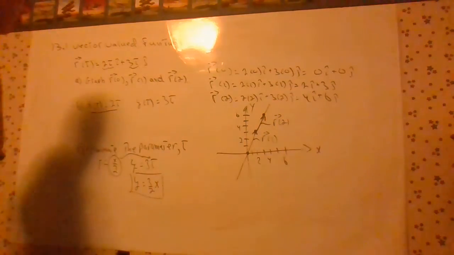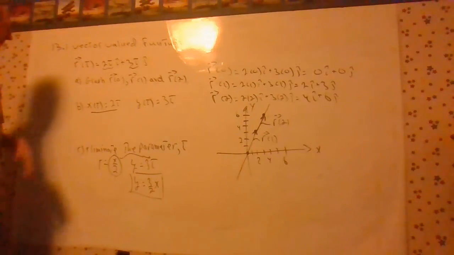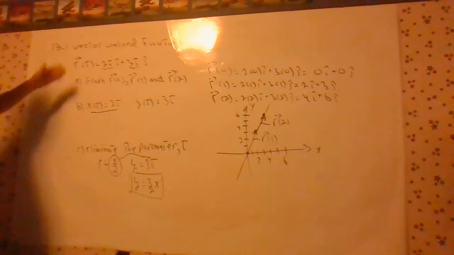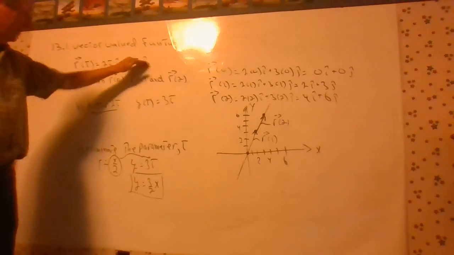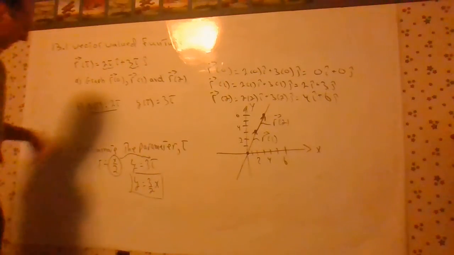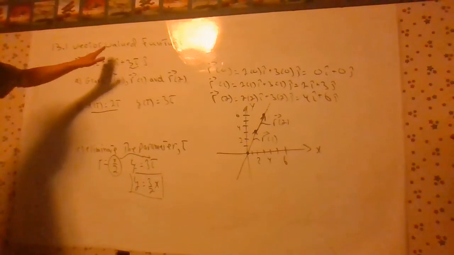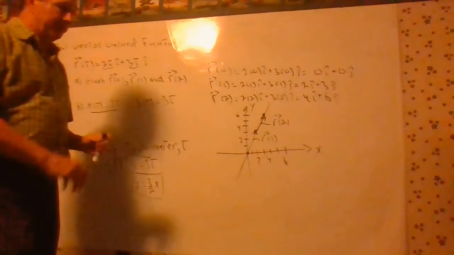For one thing, if r of t is 2ti plus 3tj, the derivative vector gives you velocity, and the second derivative vector gives you acceleration. So these vectors have specific meaning. You can define velocity and acceleration in terms of scalars, but this vector valued function is just a lot more convenient. So that's all for this first video.